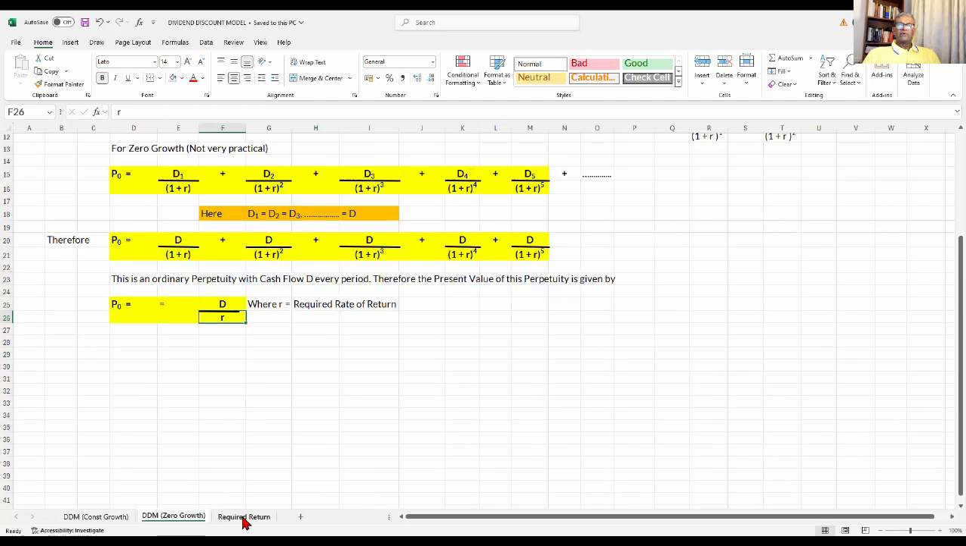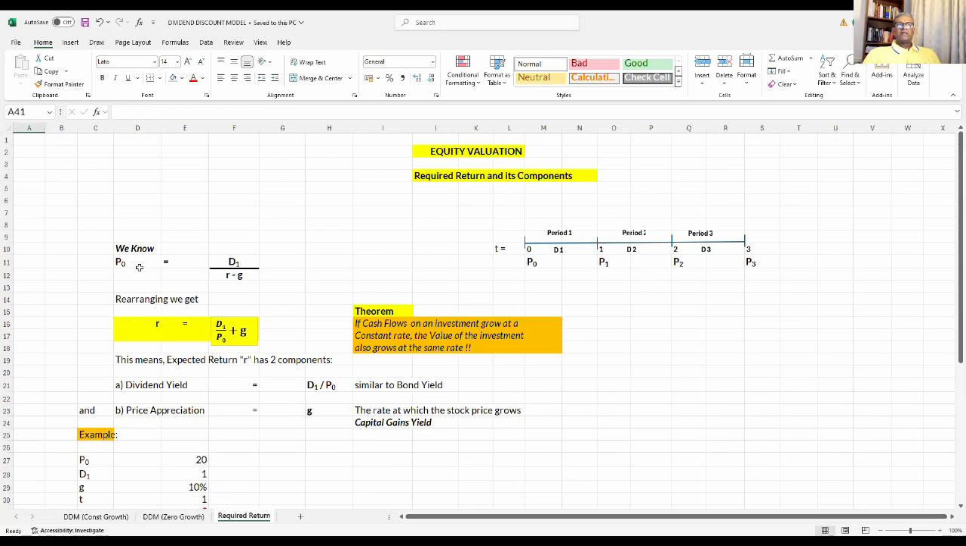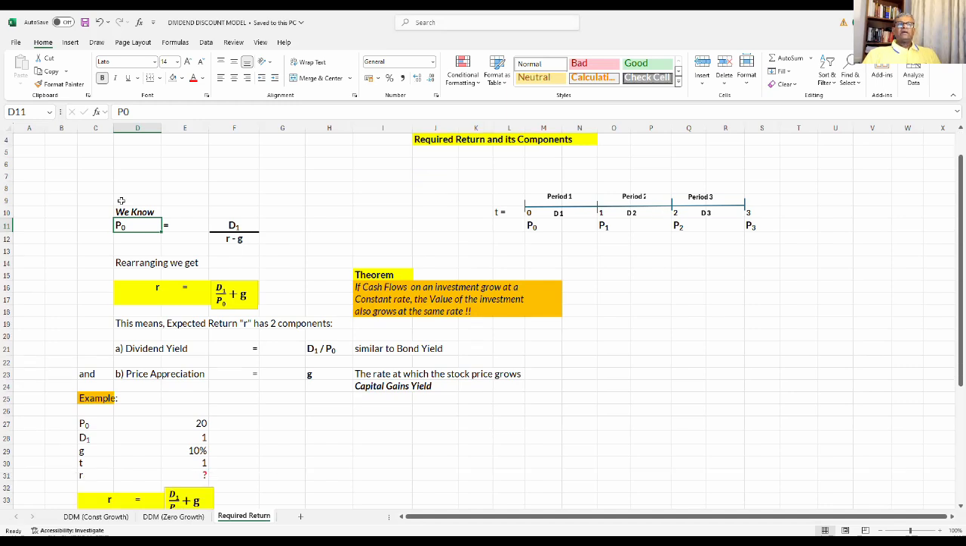What is important now is let us calculate the required rate of return. And this is interesting. We know that P0 equal to D1 divided by r minus g, and this is the diagram that exemplifies that. Rearranging this equation, we get r equal to D1 divided by P0 plus g. Now what is D1 divided by P0? D1 is the dividend and P0 is the price of the stock, so this is the dividend yield and g is the dividend growth rate.